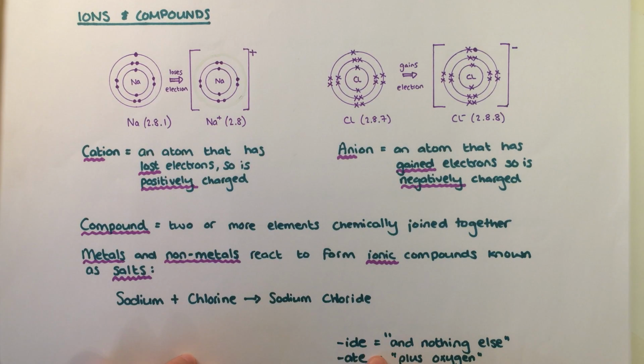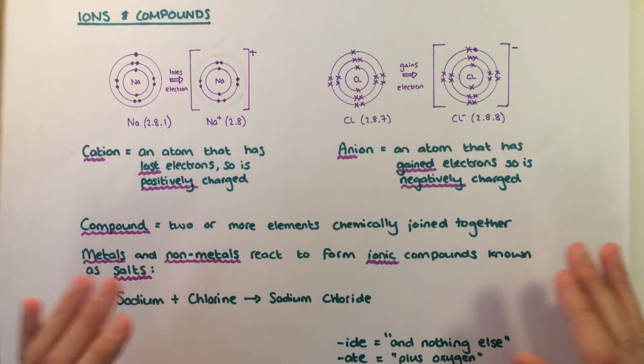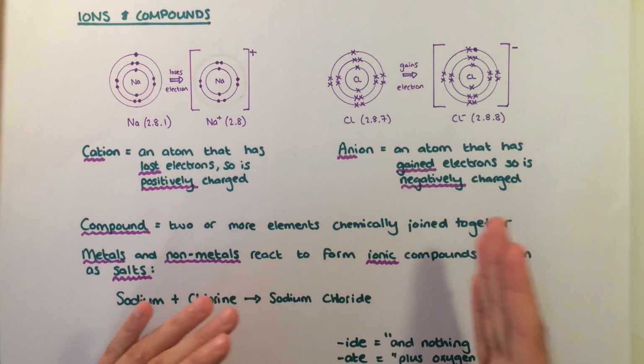Note the ending "ide", which you can think of as meaning "and nothing else". So sodium chloride contains sodium, chlorine, and nothing else. If a compound has the ending "ate", it is telling you that it also contains oxygen. For example, sodium carbonate contains sodium, carbon, and oxygen.